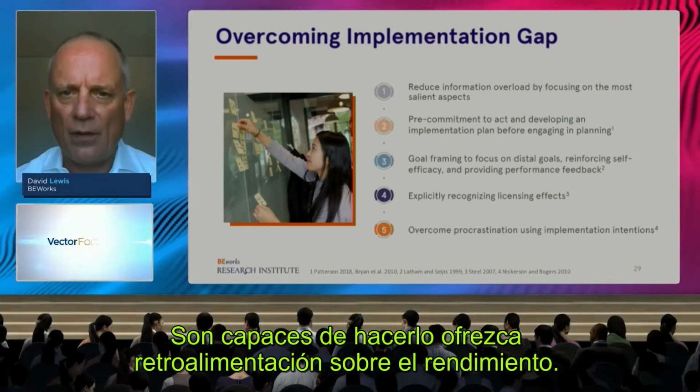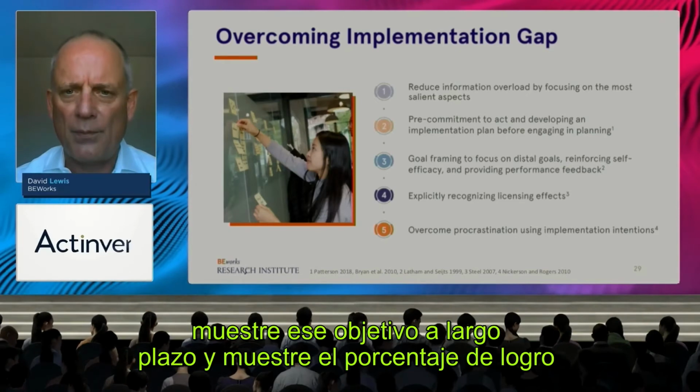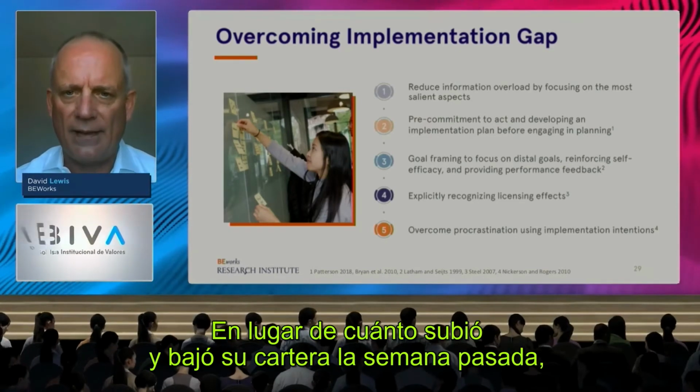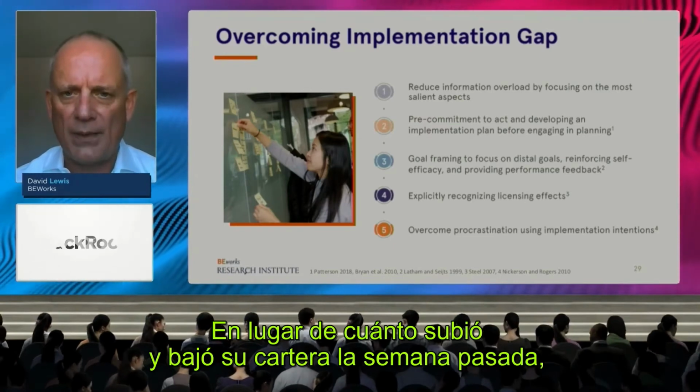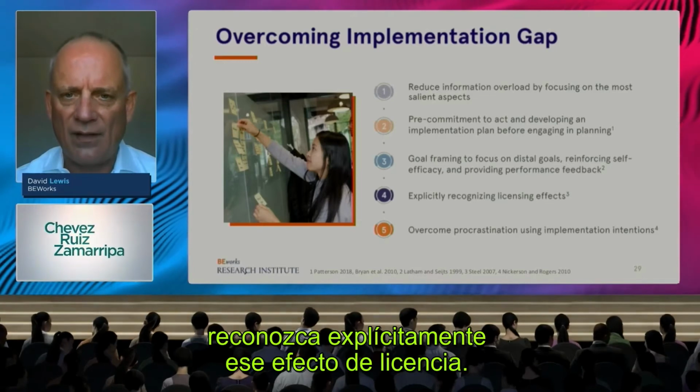Give performance feedback. So in the earlier example I was giving on statements, show that long-term goal and show percentage of achievement every single time you talk to a client, rather than how much your portfolio went up and down last week. Explicitly recognize that licensing effect.